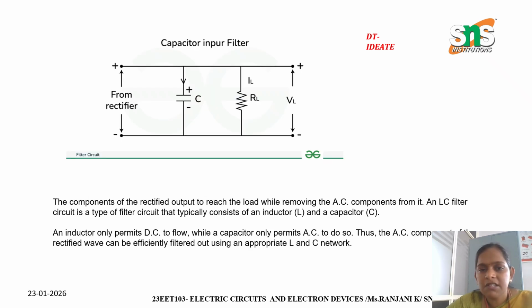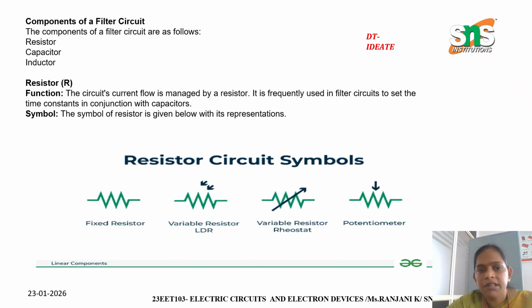So this is a capacitor input filter. Here the capacitor and resistor act as a filter in order to provide the proper DC. So let us see the components of the filter circuit. Resistors, capacitors, and inductors are the components of the filter circuit. The resistor acts based on the load conditions. Here the circuit current is managed by the resistors, and the resistor is used in the filter circuit to set the time constant in conjunction with capacitors.